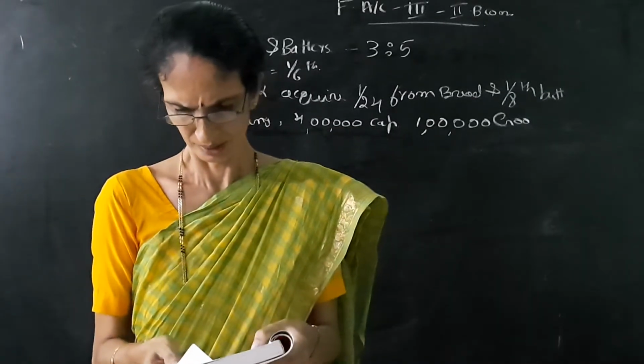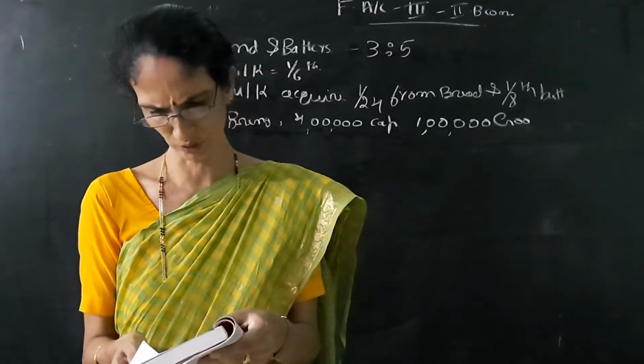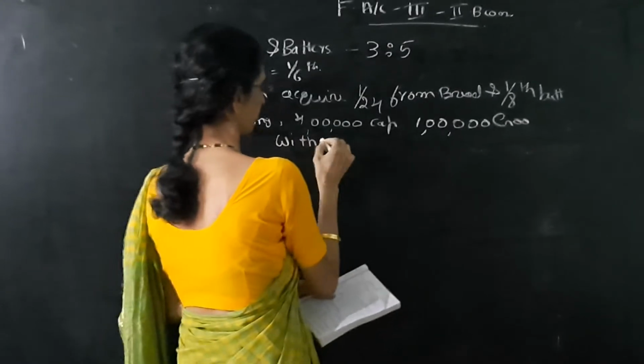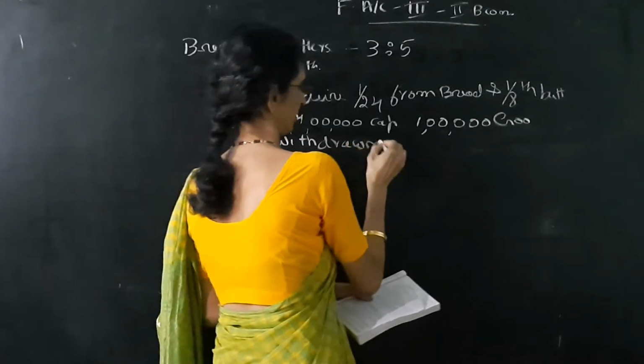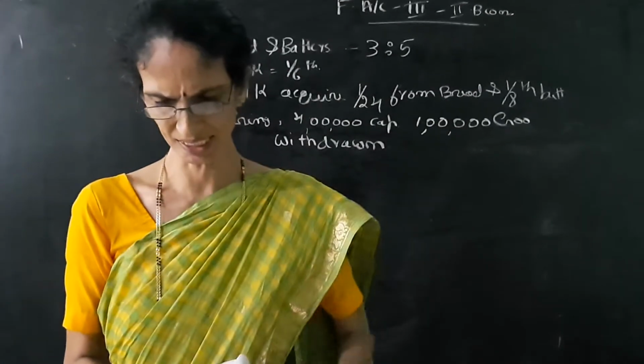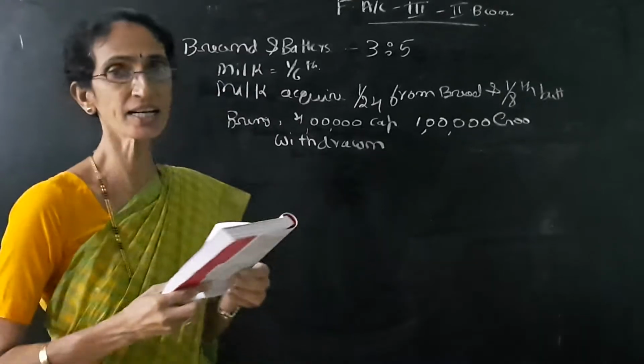Then, as his share of goodwill, the goodwill amount is withdrawn by the partners, the old partners. Pass journal entry to record the above transactions and show the new profit sharing ratio.